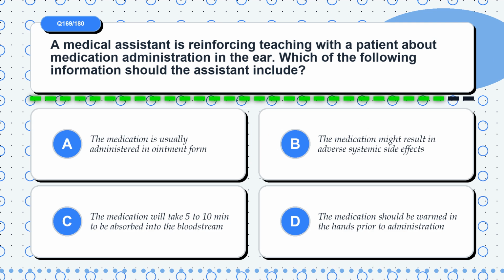Question 169. A medical assistant is reinforcing teaching with a patient about medication administration in the ear. Which of the following information should the assistant include? Here are the options. Option A, the medication is usually administered in ointment form. Option B, the medication might result in adverse systemic side effects. Option C, the medication will take 5 to 10 min to be absorbed into the bloodstream. Option D, the medication should be warmed in the hands prior to administration.